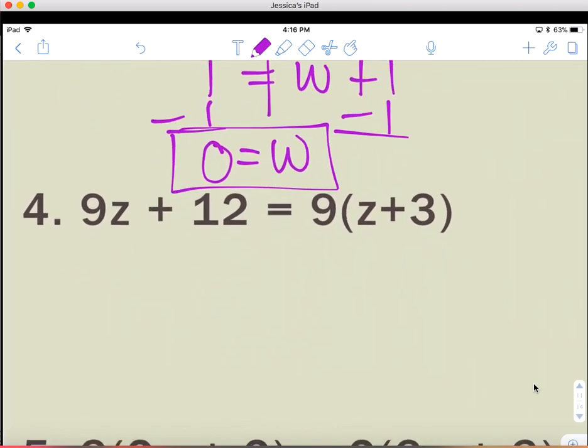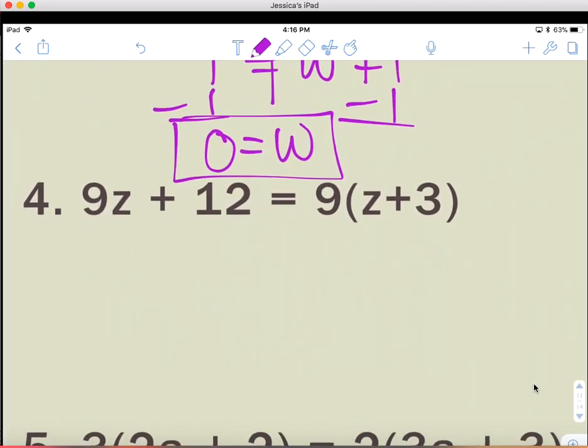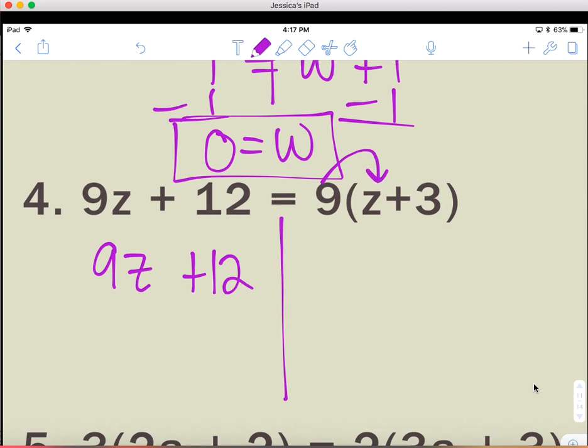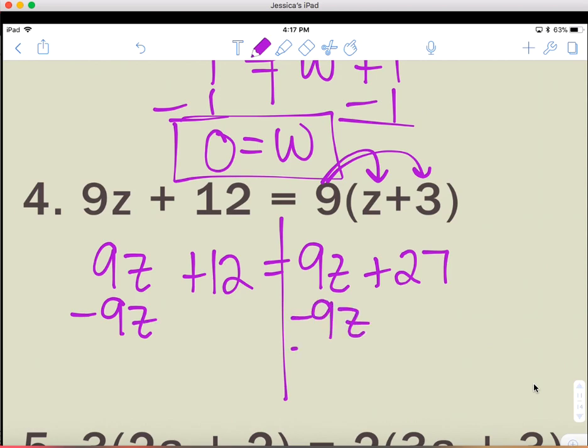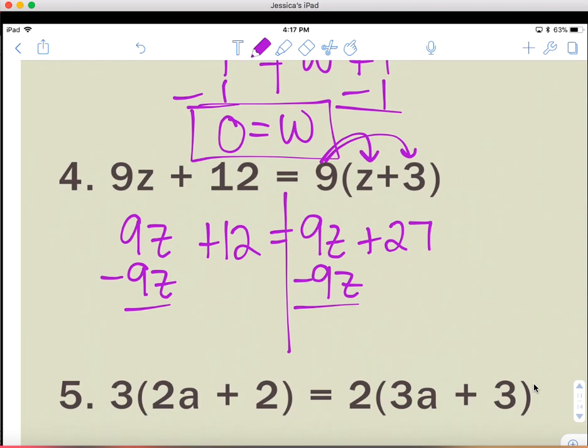On number 4, our first step is to distribute the 9. When you do that, the left side stays 9z plus 12, and on the right side, 9 times z is 9z, and 9 times 3 is 27. From here, I'm going to subtract 9z on both sides. If you notice, this is a special circumstance. This will not happen all the time, but it does happen. 9z minus 9z is going to cancel on both sides, and we're left with 12 equals 27.